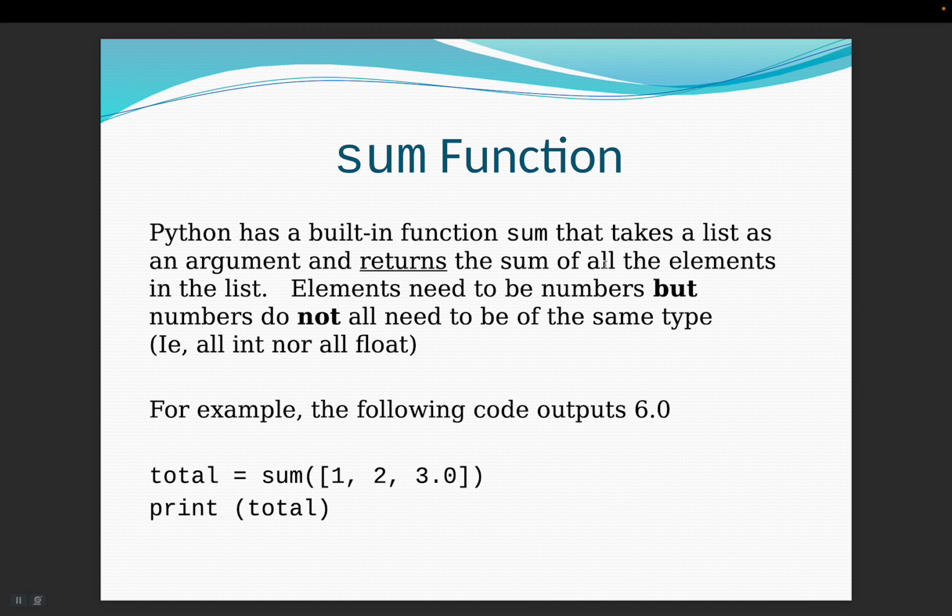Okay, so the sum function. Python has a built-in function sum that takes a list as an argument and returns the sum of all the elements in the list. Elements need to be numbers, but the numbers do not all need to be of the same type, i.e., not all int nor all float. For example, the following code outputs 6.0. So the sum of 1 plus 2 plus 3 is 6.0.